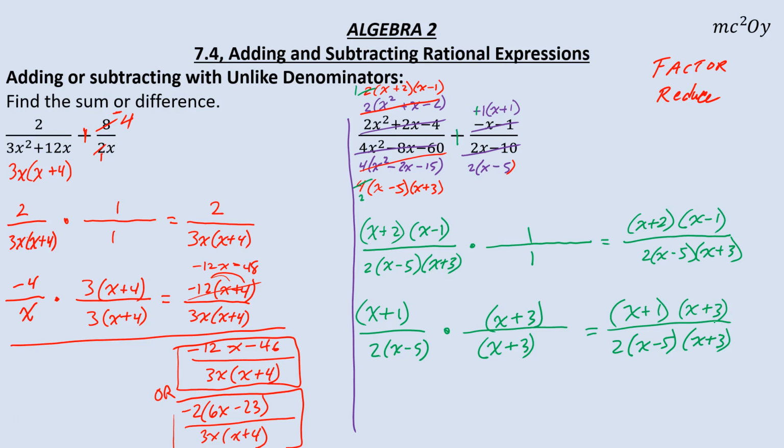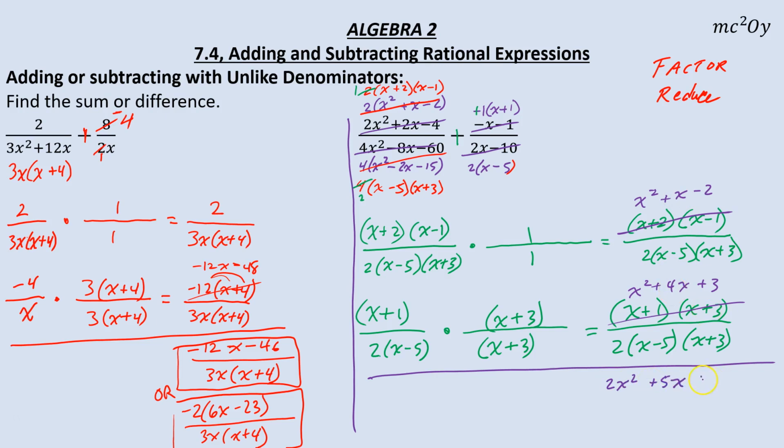All right. And, well, let's go ahead and multiply these out. So we'll change this. This is going to become x squared plus 4x plus 3. You multiply using FOIL. And this is going to become x squared plus x minus 2 if you multiply using FOIL. Okay. And so adding down, we have x squared and x squared is 2x squared. x and 4x is 5x. And negative 2 and 3 is 1.